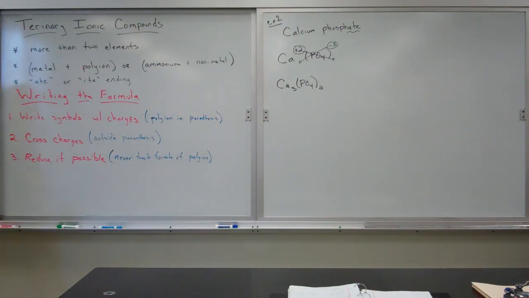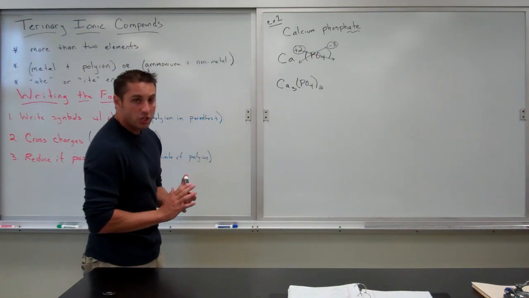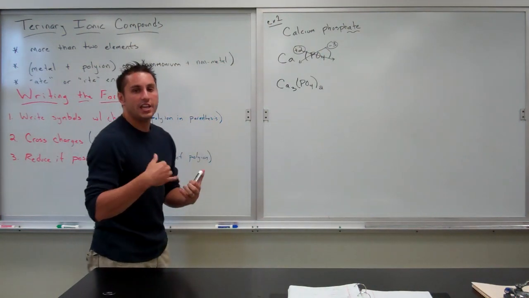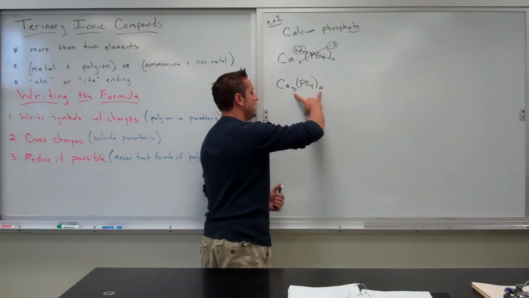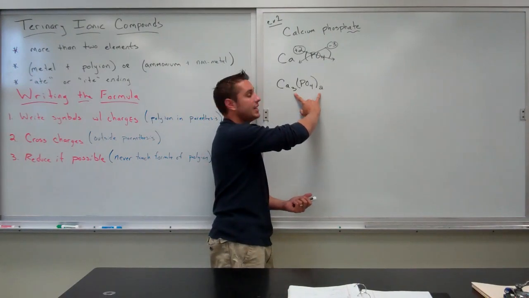Third step is to reduce if possible. And here's where you have to be careful. What we are checking to see if it reduces is what we cross down. I'm seeing if 3 and 2 can reduce. And the answer is no. That's as simplified as it can get.